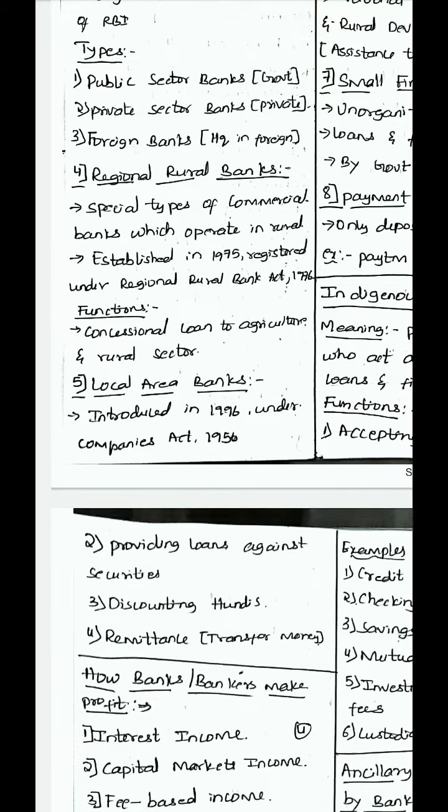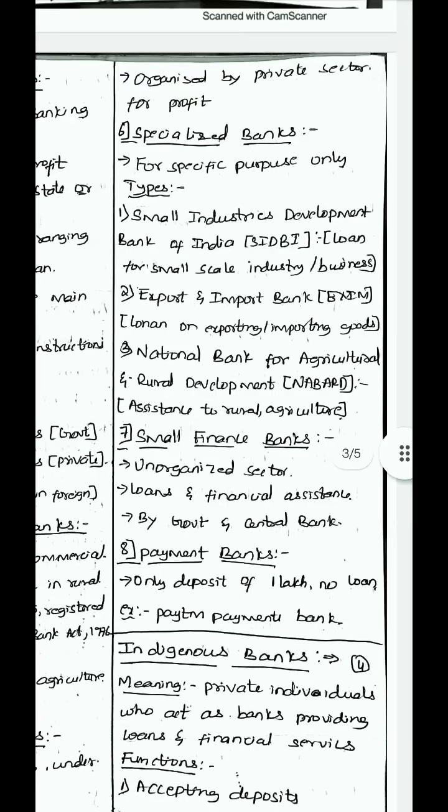The next we have local area banks. They were introduced in the year 1996 under Companies Act 1956. They are organized by the private sector for profit. So these banks are owned by the private sector only and they work for profit only.